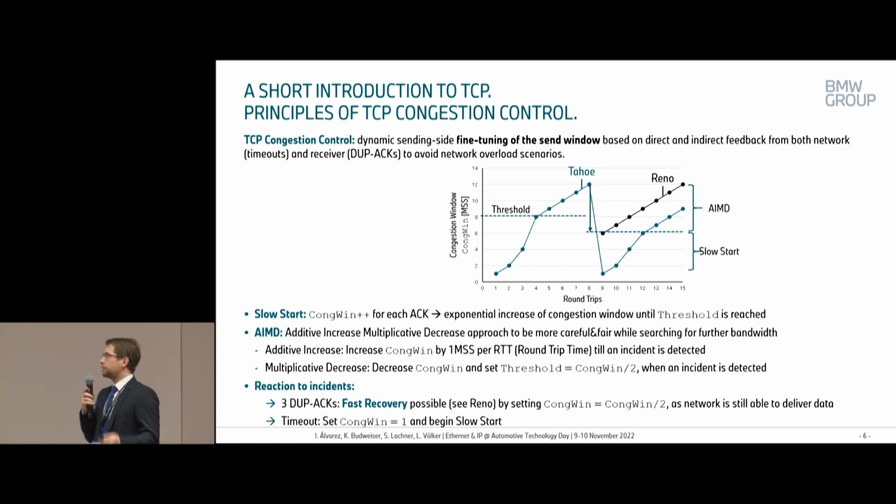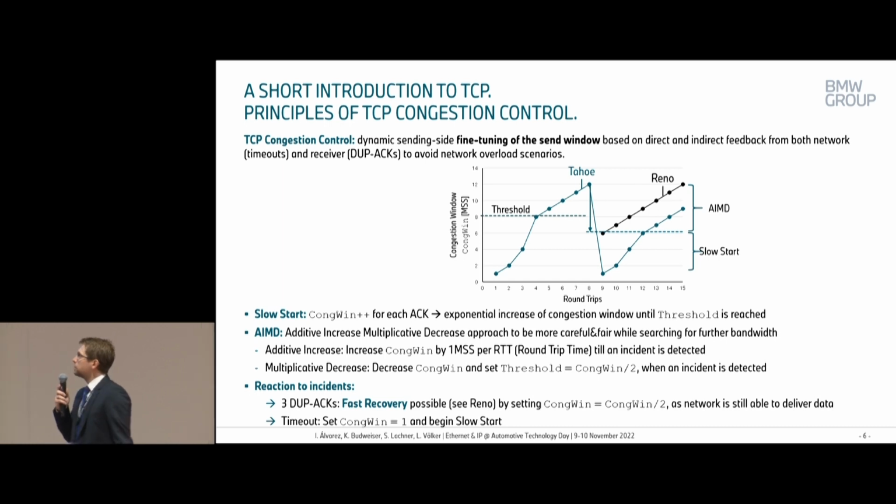In the slow start phase, for each and every acknowledgement that is received, another MSS can be transmitted. This results in an exponential increase until the threshold is reached. Now, when the threshold is reached, we are in the AIMD phase. That means for each and every round trip, we allow for sending another packet.